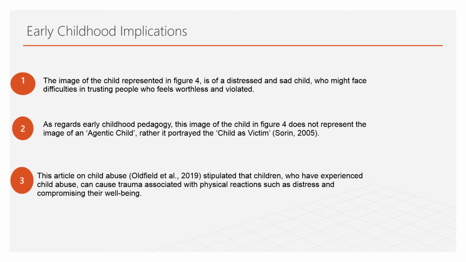Now let's move to the implication of the last image. The image of the child represented in figure 4 is of a distressed and sad child who might face difficulties trusting people, who feels worthless and violated. As regards early childhood pedagogy, this image of the child in figure 4 does not represent the image of an agentic child, rather it portrays the child as a victim.